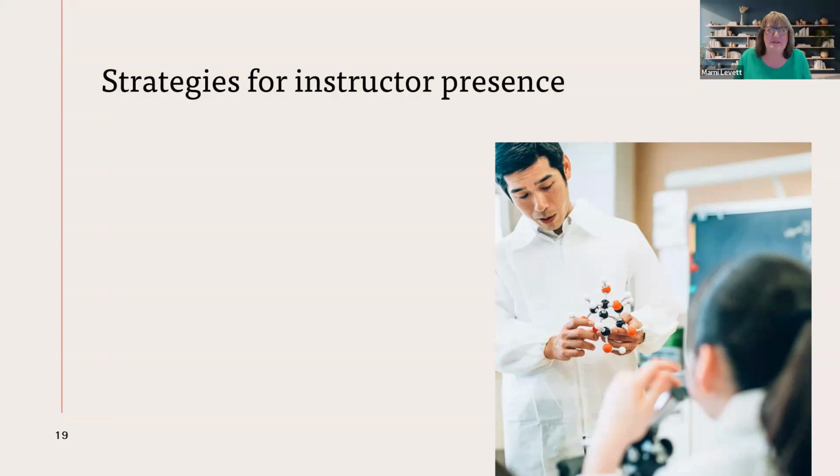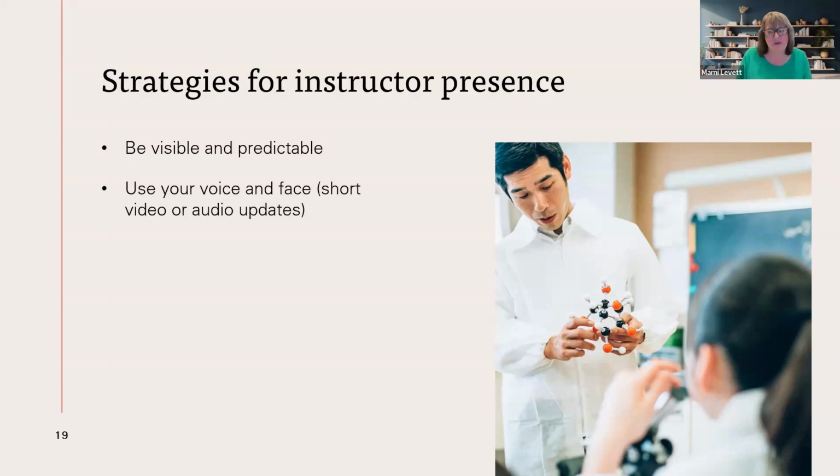The first one is to be visible and predictable. Instructor presence starts with showing up consistently. Students benefit when they know when and how they can expect communication, feedback, and support. Regular announcements, weekly updates, predictable response times. They all help to build trust. In face-to-face courses, this might look like the beginning of class with a brief overview, maintaining consistent office hours, or following established classroom routines.